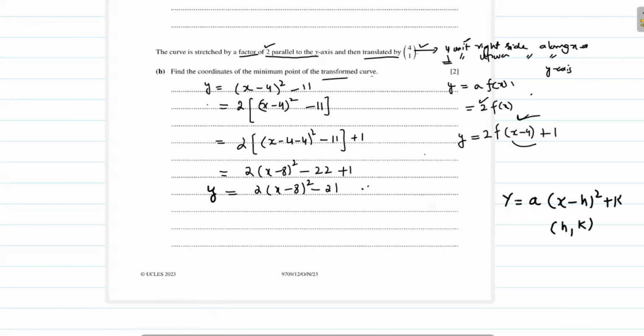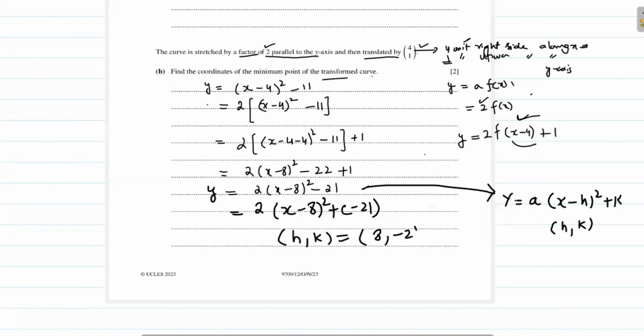When we compare this transformed curve to this equation, this is a quadratic equation having a turning point (h, k). Now you see here, this equation can be written as 2 into x minus 8 whole squared plus minus 21, and here h and k will be equal to 8, minus 21. This is the turning point, and this turning point will be the minimum point of the curve. Therefore, the minimum point of this transformed curve will be (8, minus 21). This is the answer.